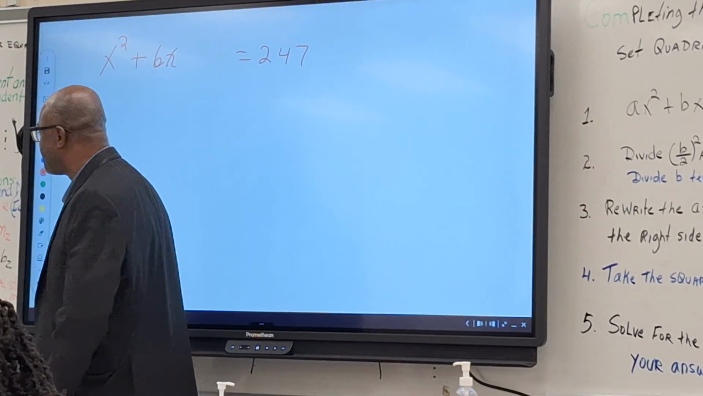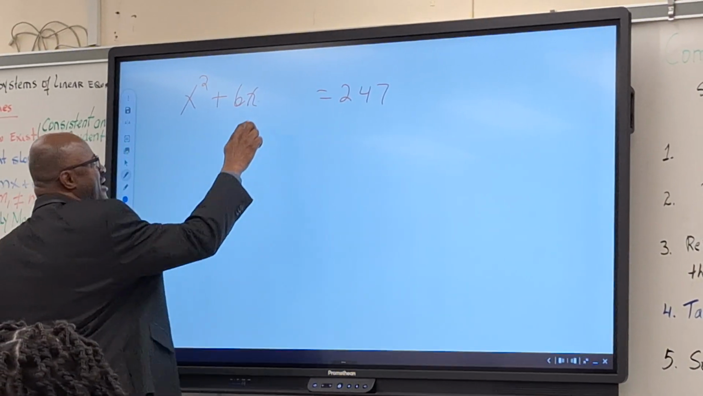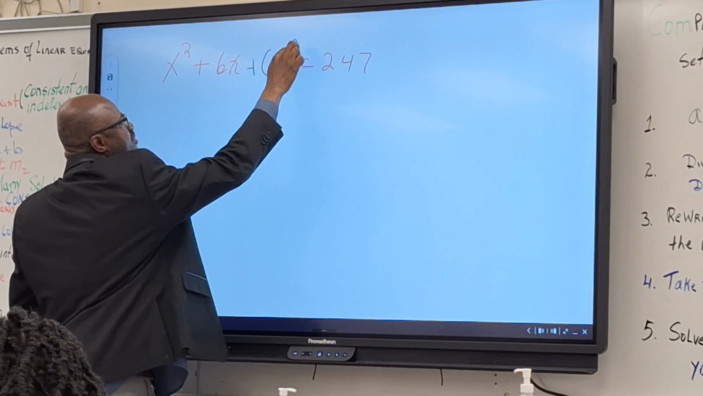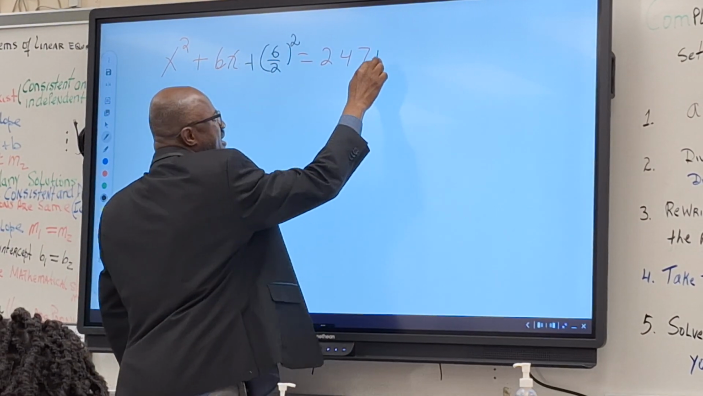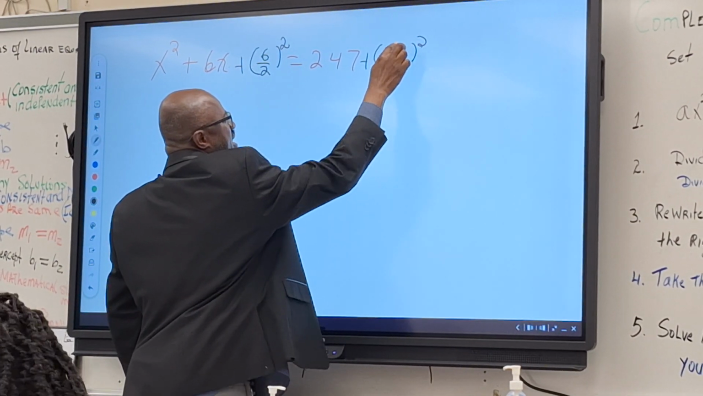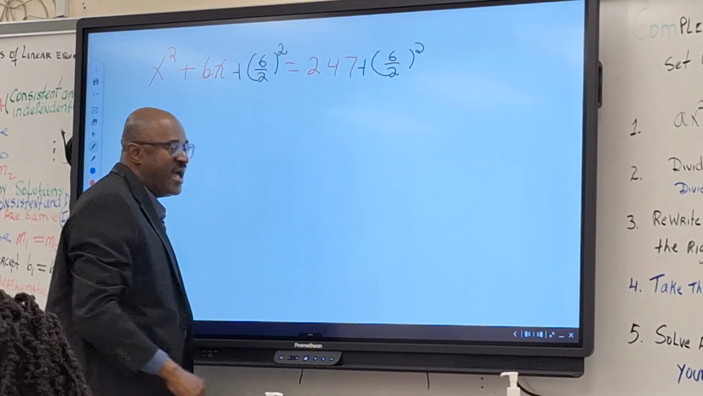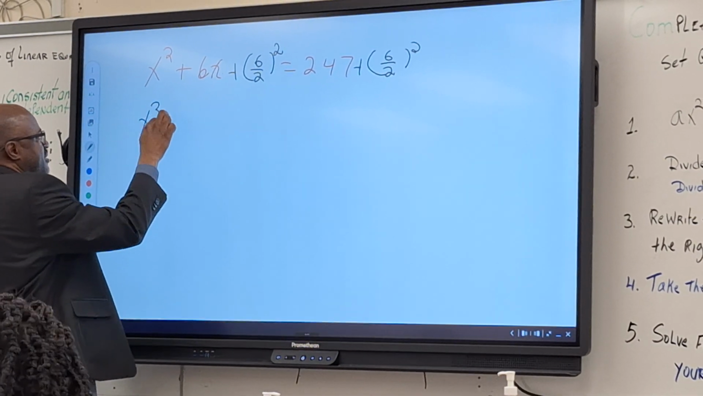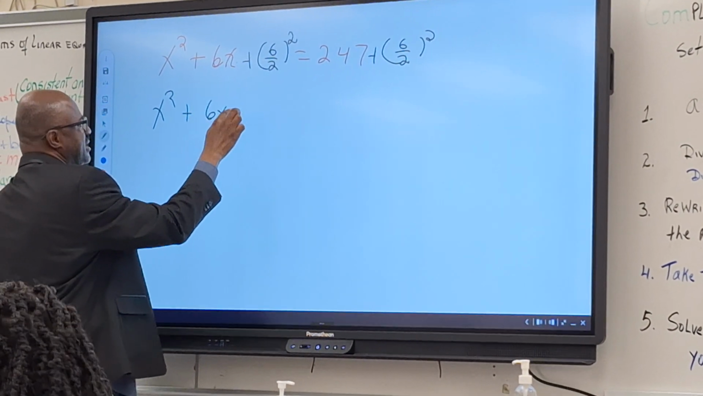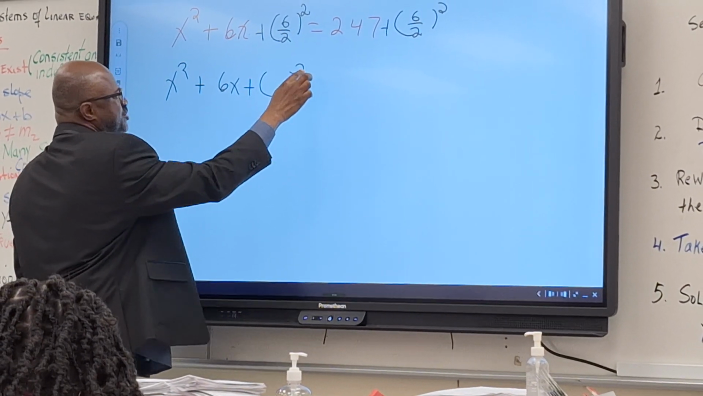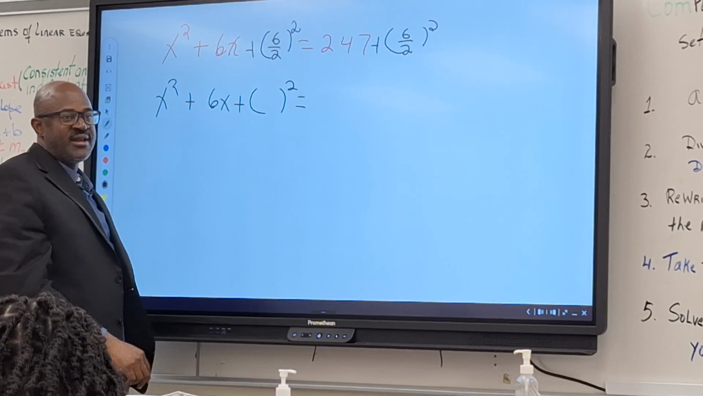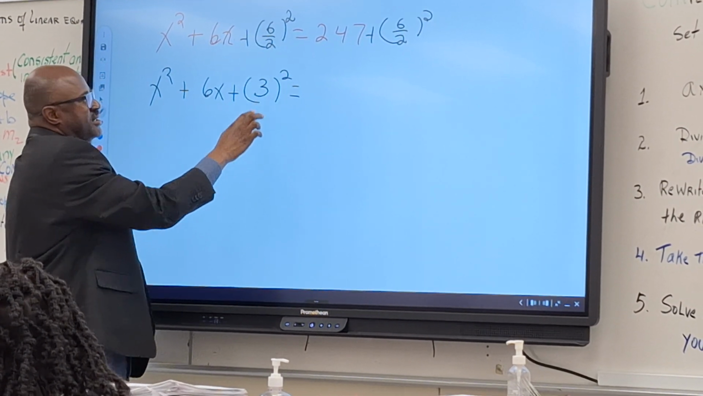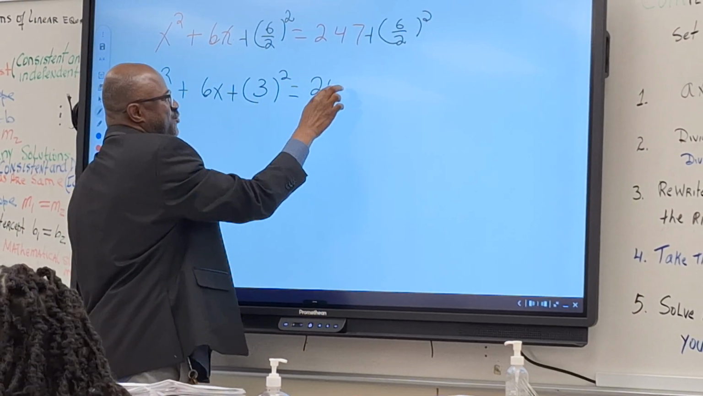In this case, what is your b term? I'm going to have 6. I'm going to divide by 2. Then I must square. Whatever I do on one side, I must do on the other side. I'm going to make it very simple. You see that? Then you will have x squared plus 6x plus something squared. What is that something? 6 over 2 is what? 3. And that's what you will have squared, right?